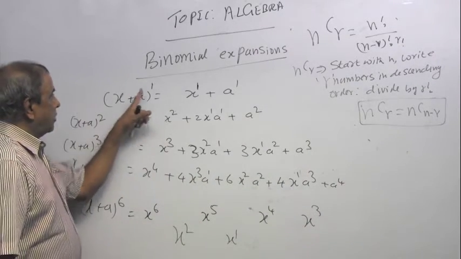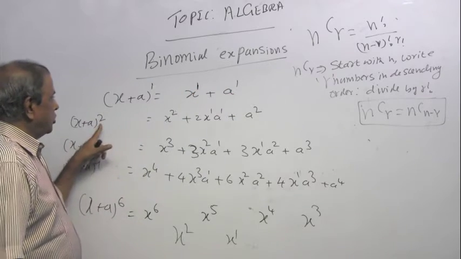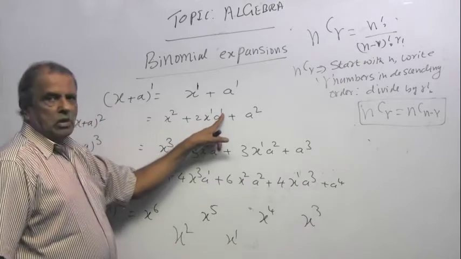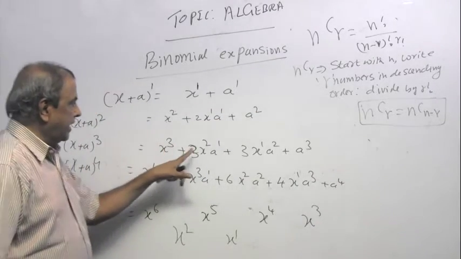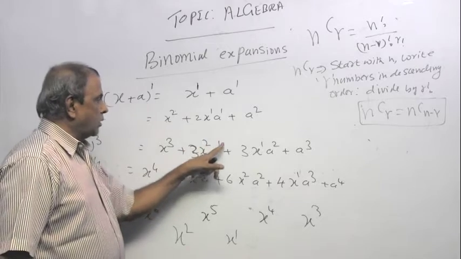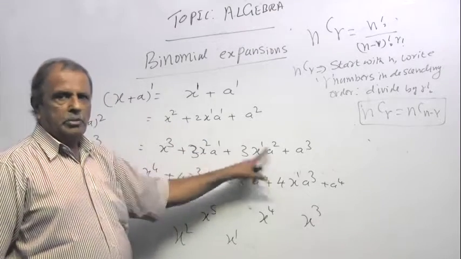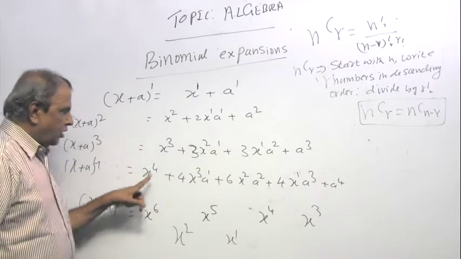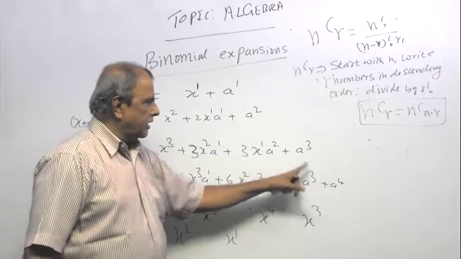Let's look at this. Power 1, those are all power 1s. Power 2, that's power 2. If you have x power 1, I have a power 1. Total power is 2. x power 3, I have x power 2, I'll have a power 1 because 2 plus 1 is 3. If I have x power 1, I'll have a power 2 because 1 plus 2 is 3. And that is 3. x power 4, the power is 3 plus 1, 4. 2 plus 2, 4. 1 plus 3, 4.